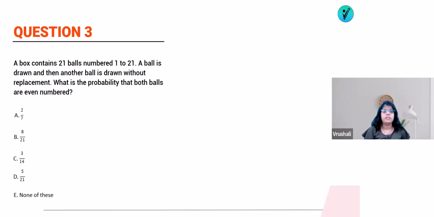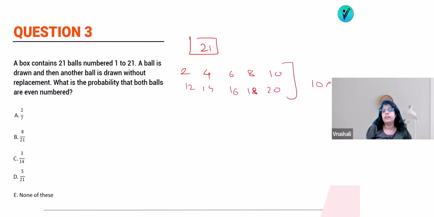Okay, now let's solve this one. A box contains 21 balls numbered 1 to 21. A ball is drawn and then another ball is drawn without replacement. What is the probability that both balls are even numbers? So out of these 21, how many even numbers will be there? As we know, 2, 4, 6, 8, 10 and then 12, 14, 16, 18 and 20. So there are a total of 10 even numbers, right?